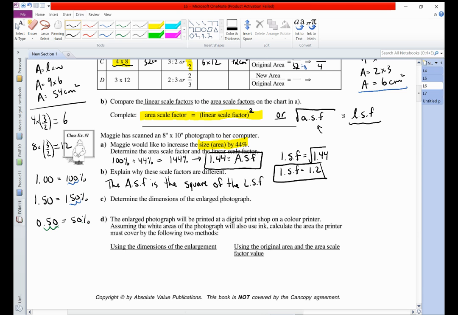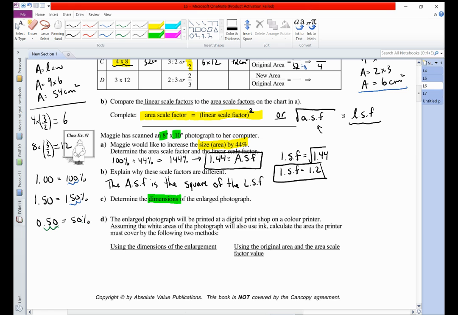So determine the dimensions of the enlarged photo. You've got to be really careful here. The dimensions mean the length and the width. Are they one-dimensional measurements or two-dimensional measurements? That's right, length and width are one-dimensional. We have 8-inch by 10-inch. Those are one-dimensional measurements, the height and the width.